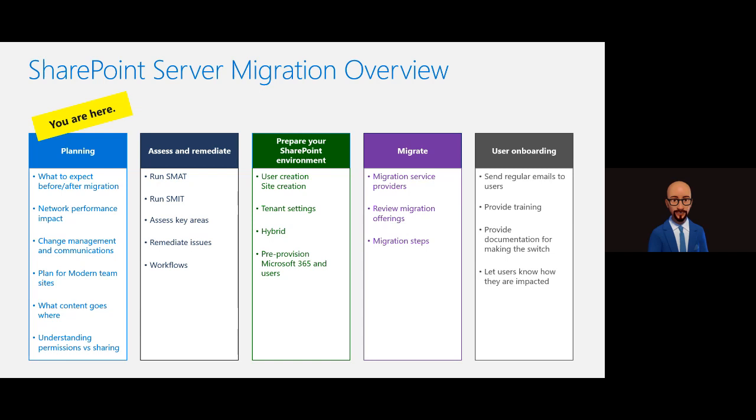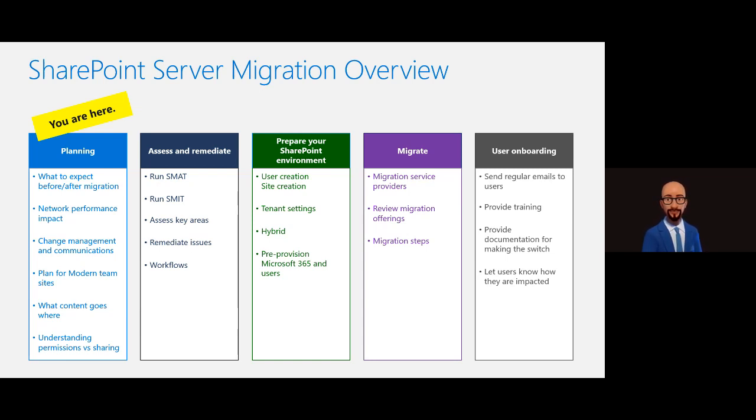After you consider a lot of those discussions and planning, we're going to move over to assess and remediate. That's where we're running SMAT. That's where we're getting those reports. That's where I want to know the good, the bad, and the ugly that's going to happen when I migrate my SharePoint on-prem to SharePoint Online. We're going to fix some things, and then we're going to migrate.